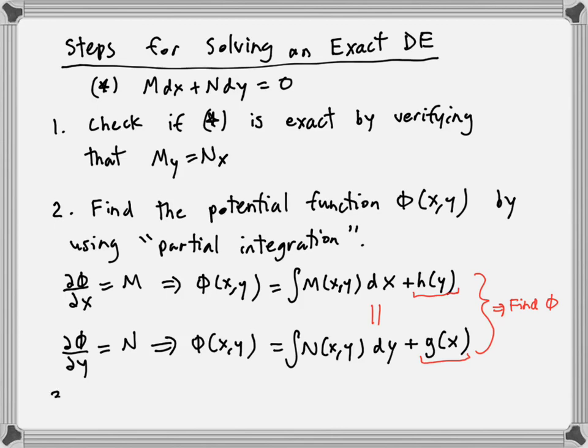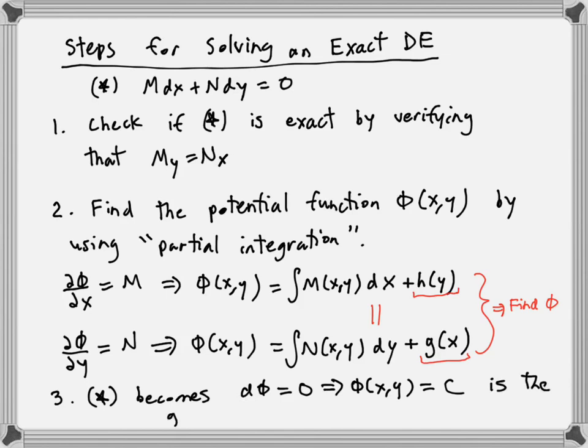Finally, your differential equation is going to become d phi is equal to 0, which means that phi of xy is equal to c is the general solution to star. Okay, so once you find the potential function, just set it equal to c, and there you go. That's your general solution.